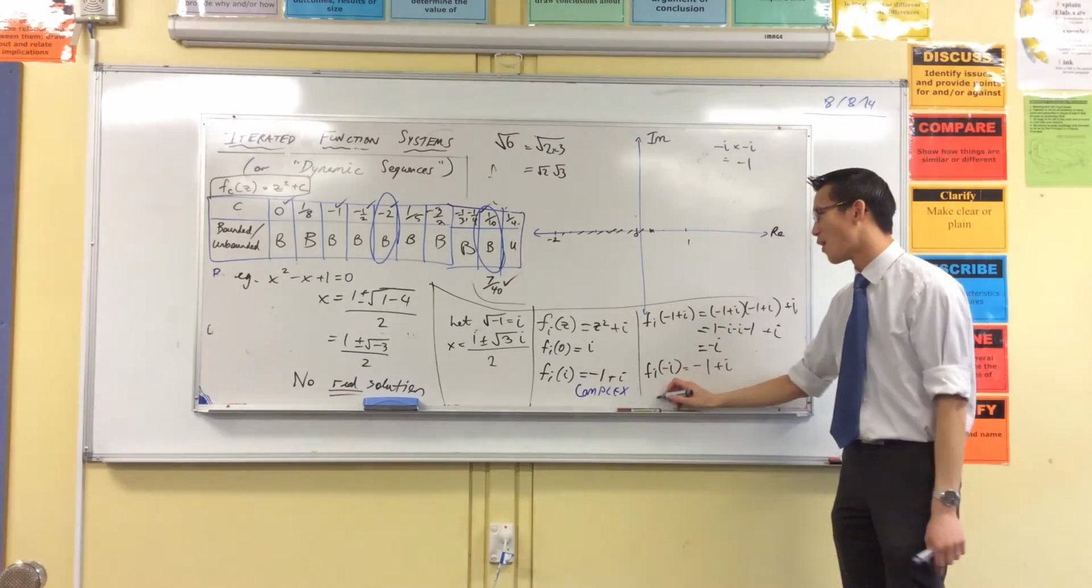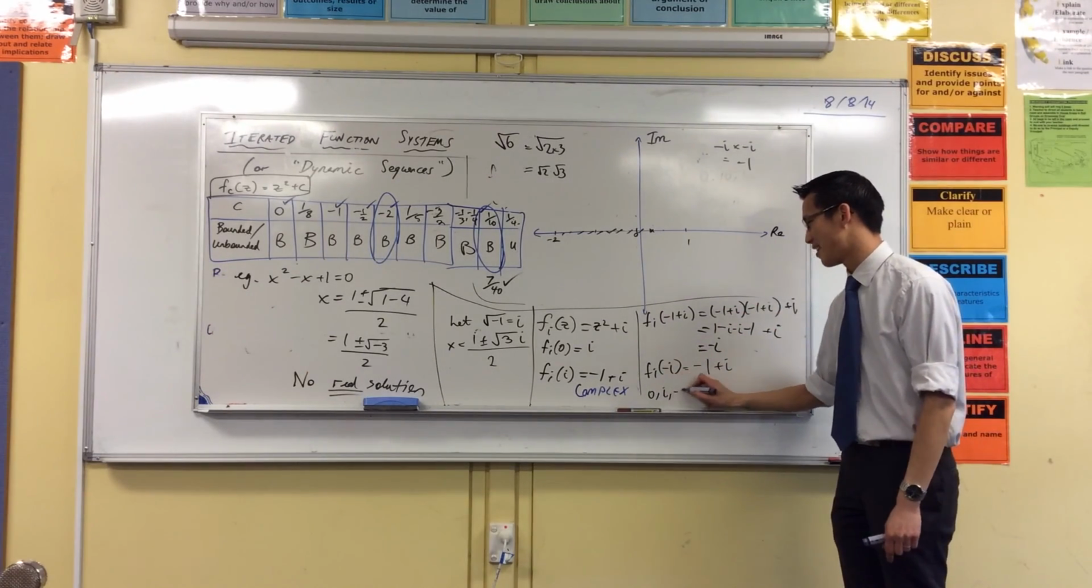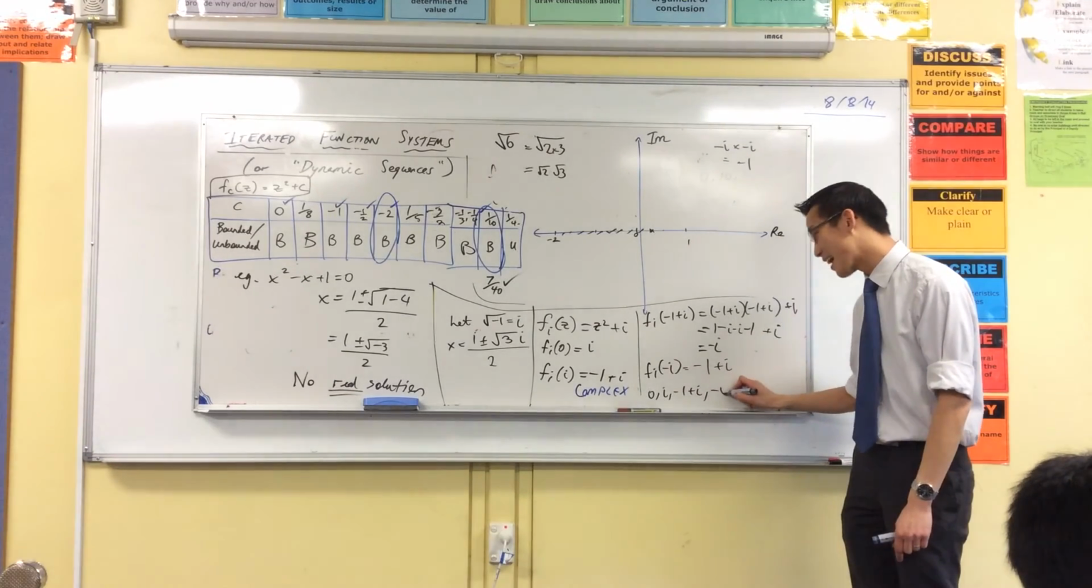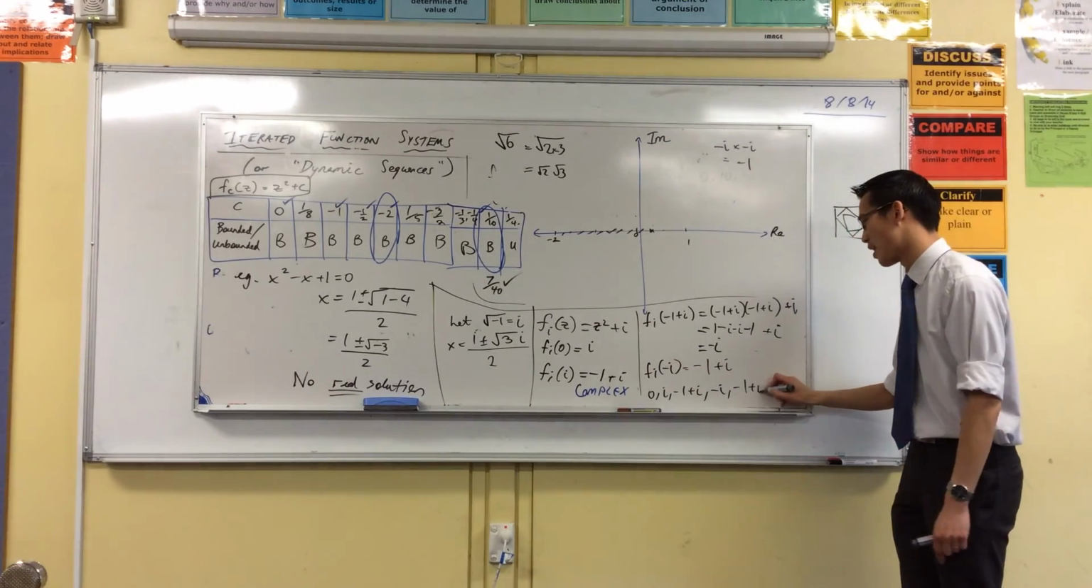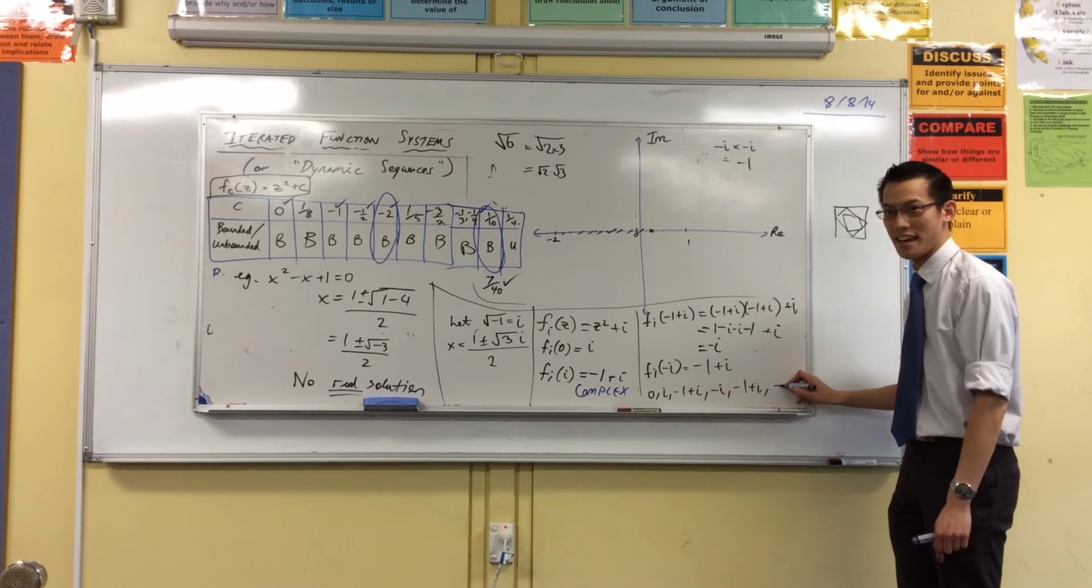So there you go. I've got 0, i, negative 1 plus i, negative 1 plus i, which is clearly going to go to negative i.